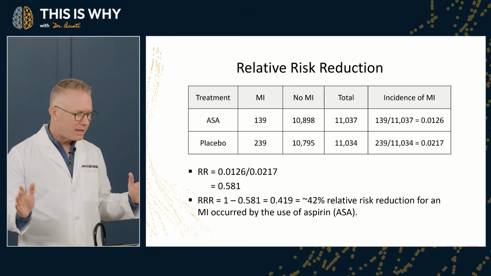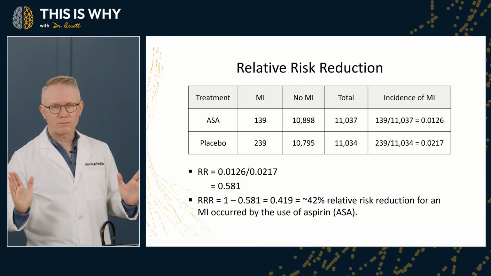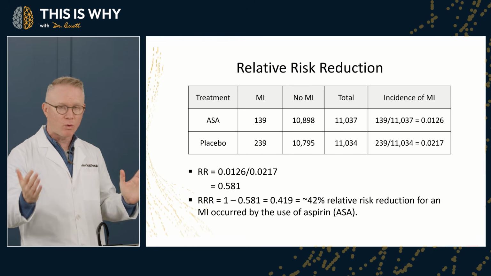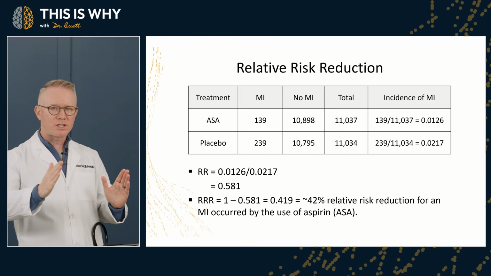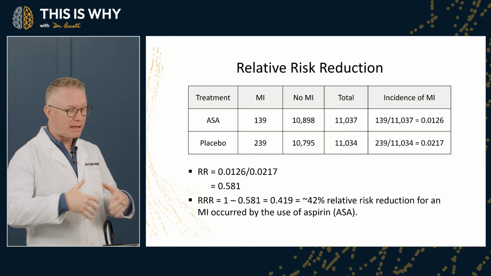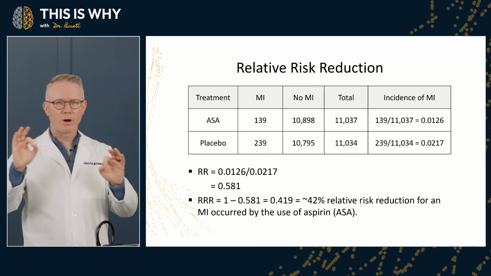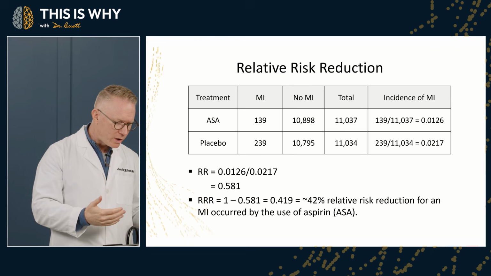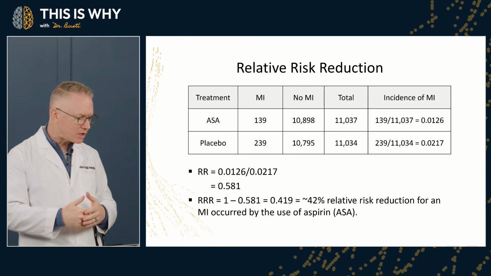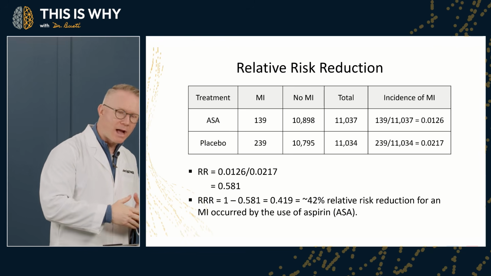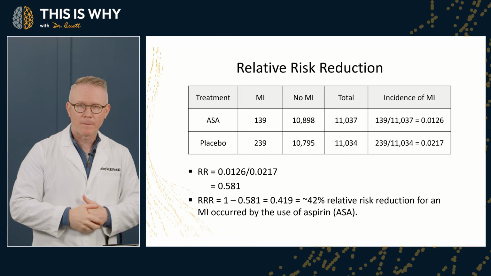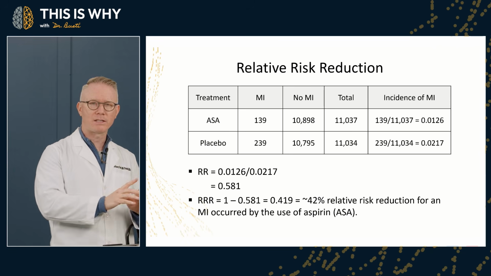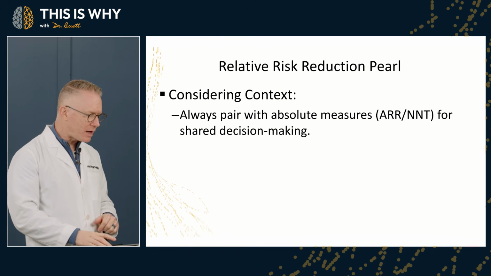No. It's the difference from no difference, right? So what's the no difference? 1, because numerator, denominator, same number, they would be the same. That would be 1. So it's 1 minus 0.581, and that leaves you with 0.419. So there's approximately a 42% relative risk reduction for having an MI by the use of aspirin. That's a meaningful interpretation, but it's also appropriate in the context of effect size and its application.